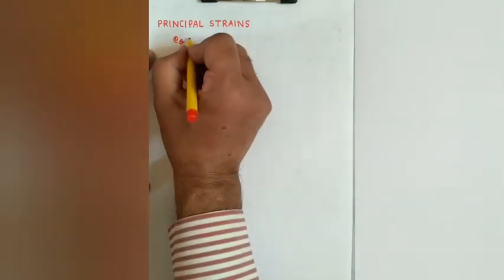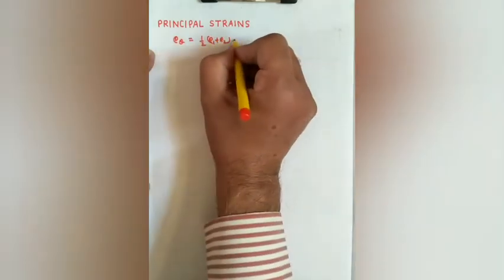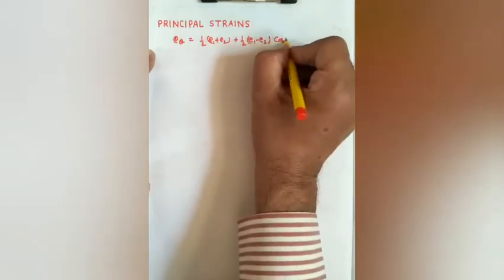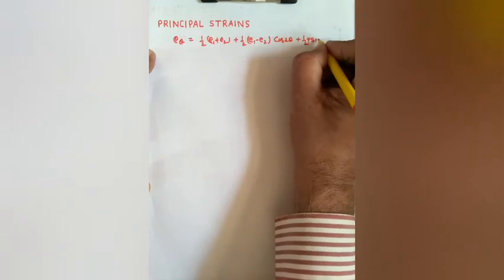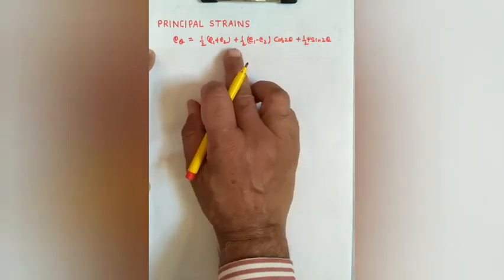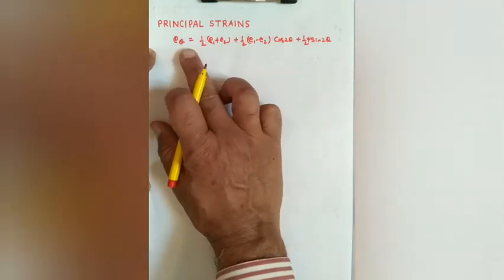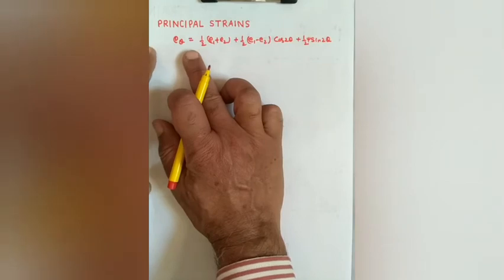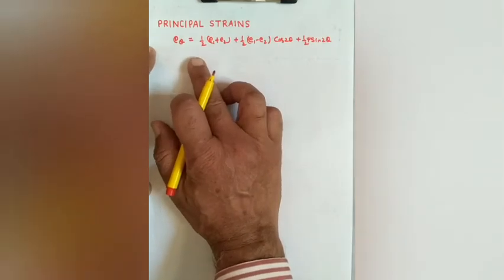E theta is equal to 1 by 2 (E1 plus E2) plus 1 by 2 (E1 minus E2) cos 2 theta plus 1 by 2 psi sin 2 theta. It is evident that the normal and shear strain vary with theta. So the maximum and minimum normal strains are called principal strains, as it was called principal stress in the case of stresses.